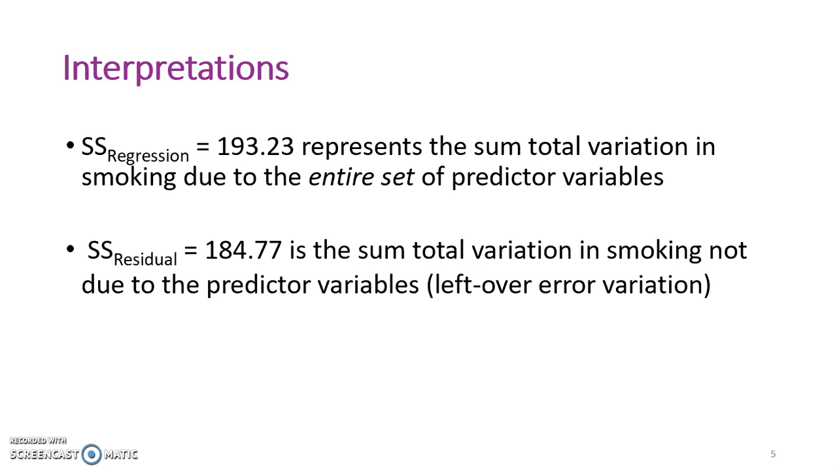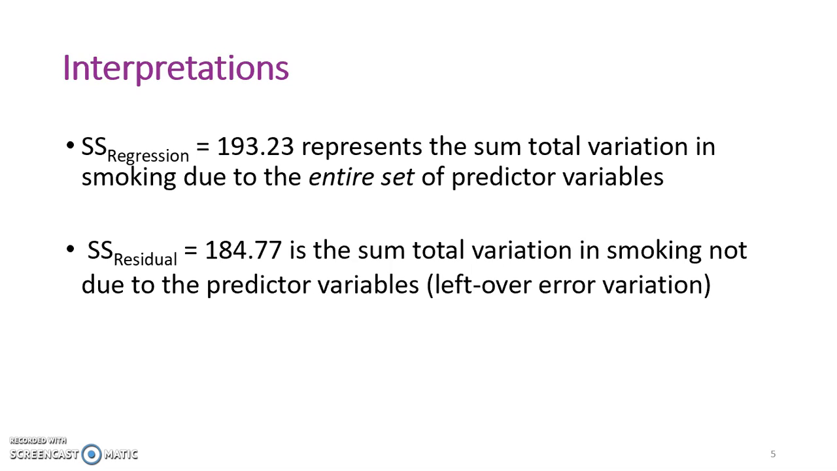So here's how we would interpret those sums of squares. Essentially, the sum of squares regression, this value of 193.23, represents the sum total variation in smoking that's due to the entire set of predictor variables. In this example, it would be the total variation in smoking intensity that's due to years of smoking and stress.